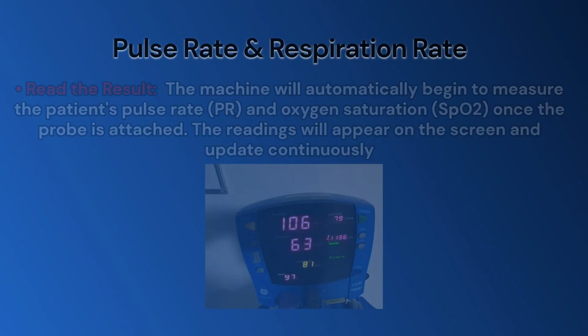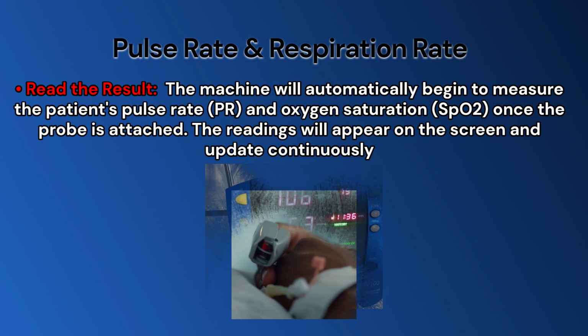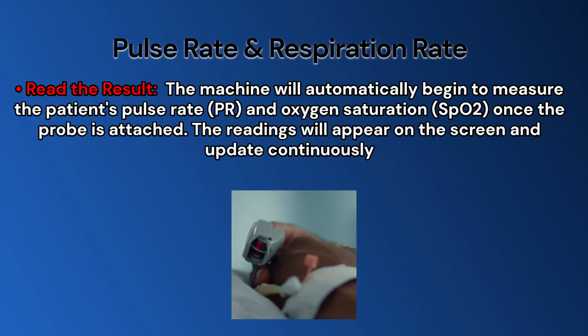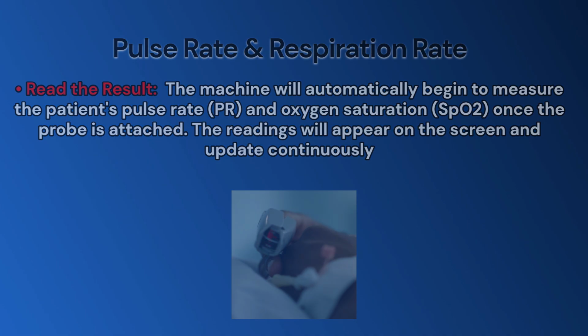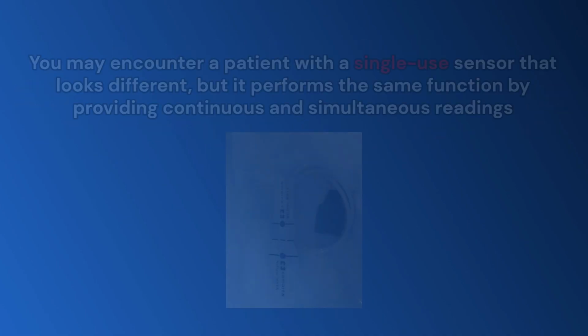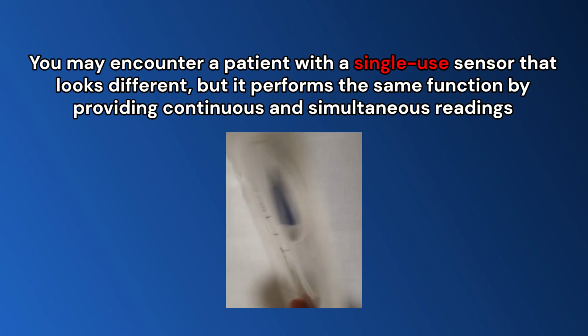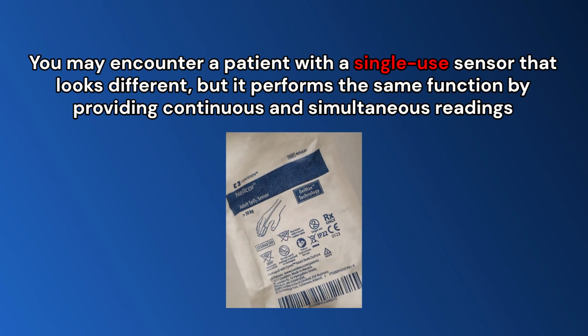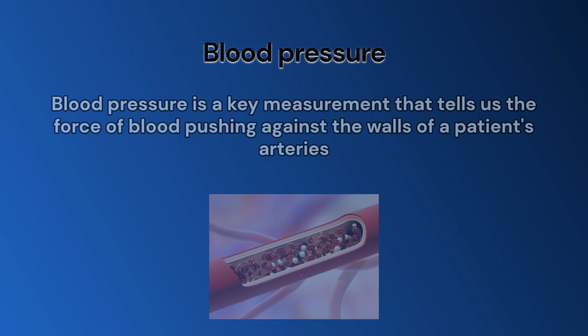Read the result. The machine will automatically begin to measure the patient's pulse rate and oxygen saturation once the probe is attached. The readings will appear on the screen and update continuously. In some cases, you may encounter a patient with a single-use sensor that looks different, but it performs the same function by providing continuous and simultaneous readings. Now let's go over the final vital sign, blood pressure.